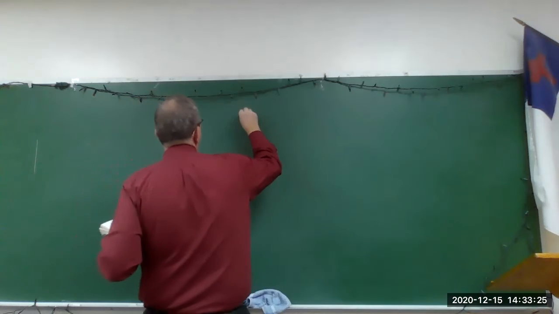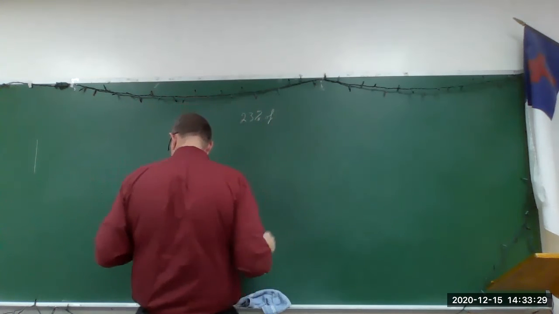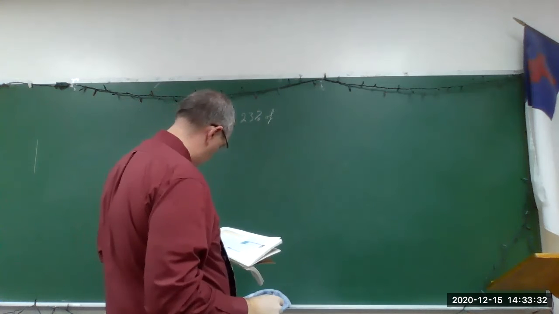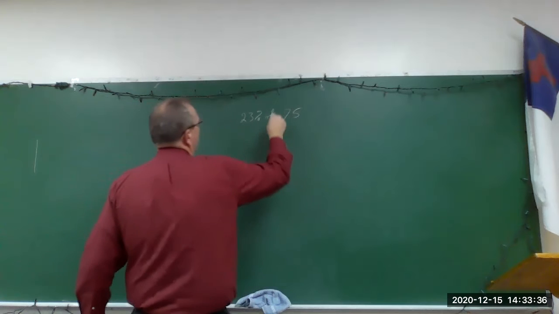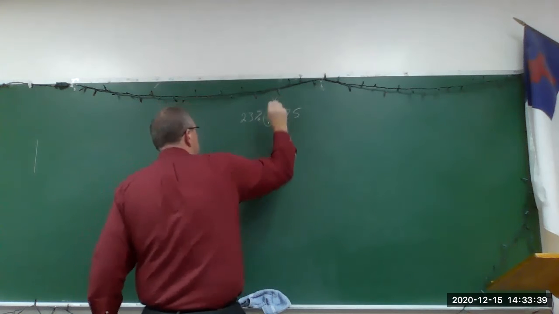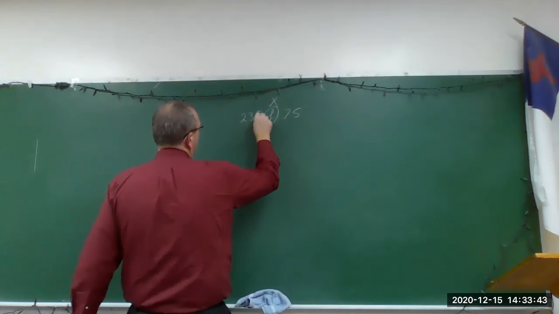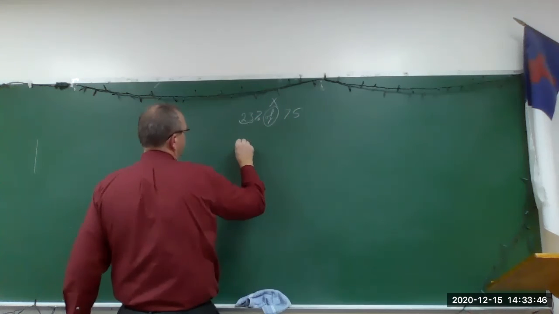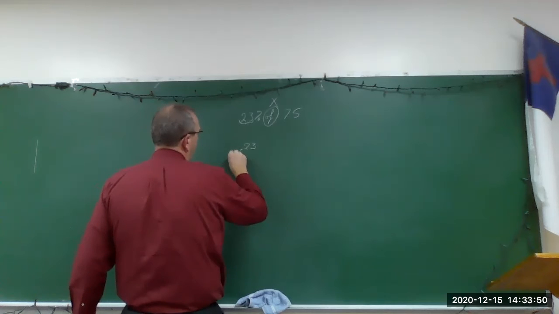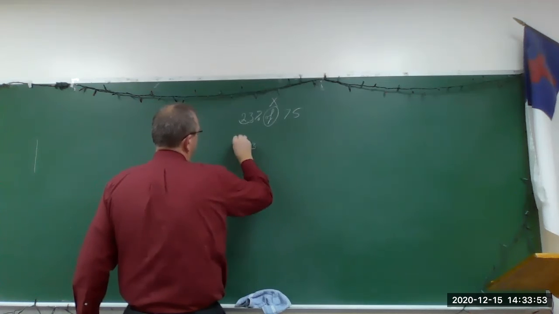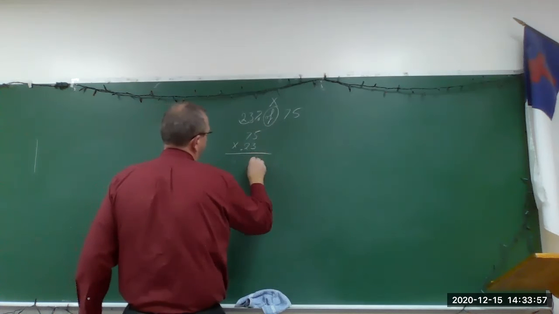Okay. Number 3, it says find the percentages. And it's 23% of 75. Okay, remember this "of" means times. Okay, so I'm going to change this to a decimal. Again, we're just going to move it over 2 places. So it's going to be 0.23 times 75.